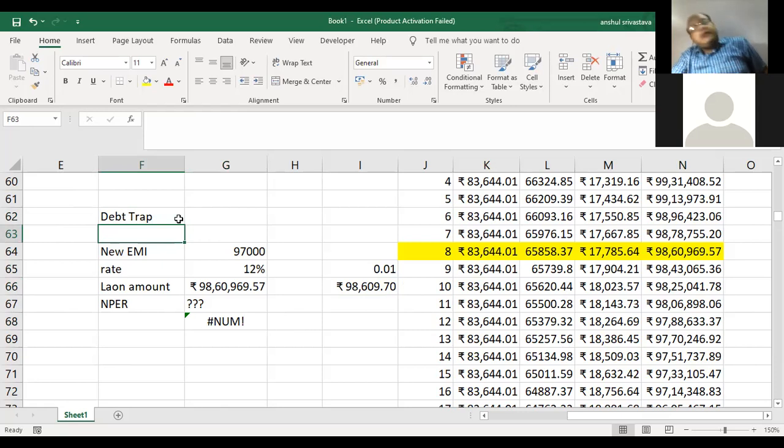What is a debt trap? A debt trap is a situation where your interest outgoing is more than your repayment capacity. So this is a debt trap situation. Why? Because the rate is 12%. 12% means 1% per month. Now 1% of this 98 lakh would be 98,000, no? And you are paying only 97,000. You are not even paying interest. How will the principal get repaid?